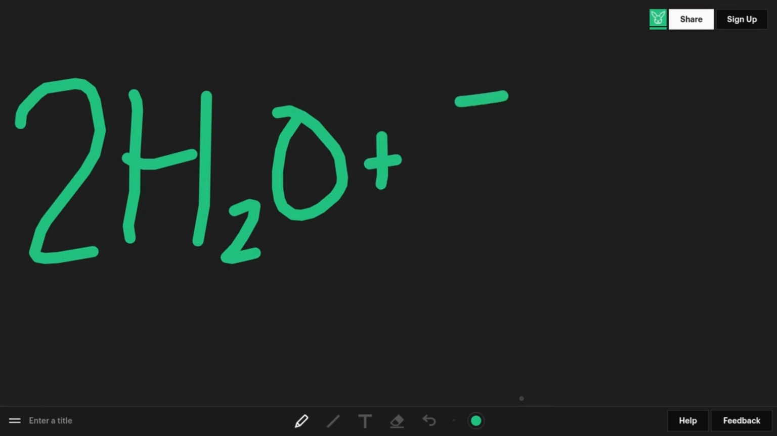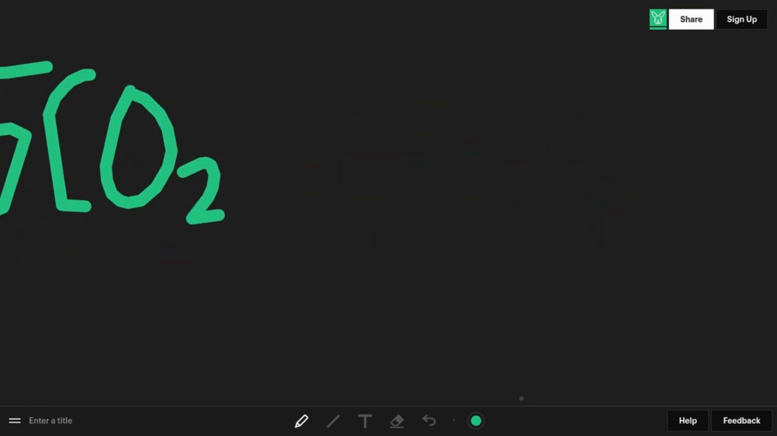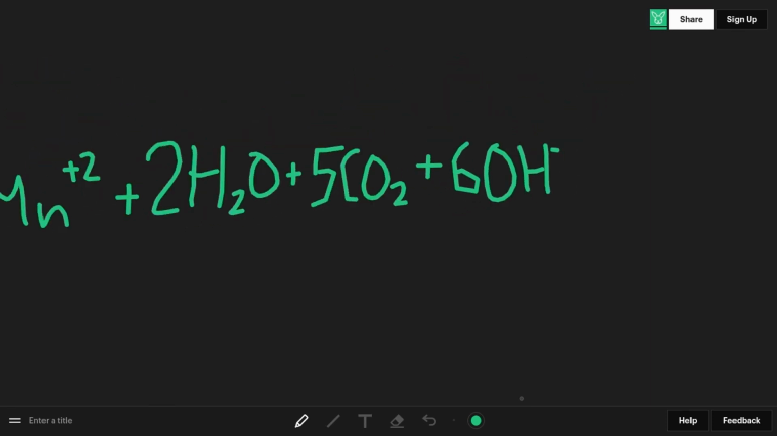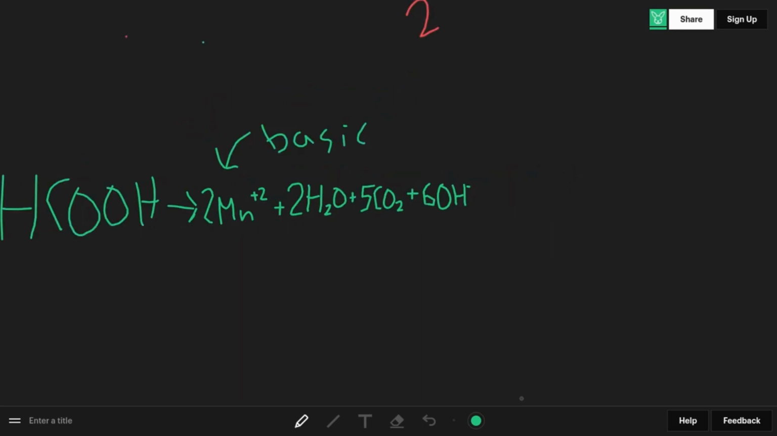Oh my god. 5 carbon dioxides. And then 6 hydroxides. So if we were in basic conditions, this is what our answer would be.